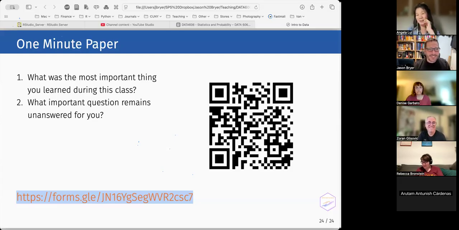Not even as zip files. Not even a zip file, because then I have to download the zip file. It's just a pain in the neck. Yeah, just a PDF.